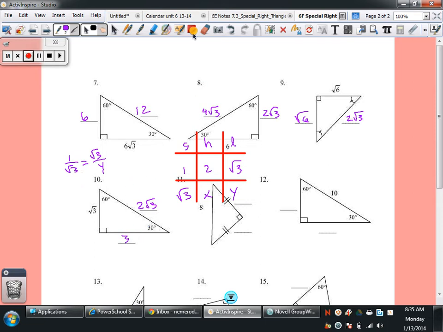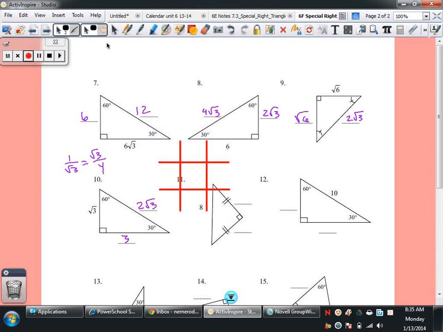So that's it. Easy enough. Let's take a look at number 11. Number 11 again is marked isosceles. So if it's marked isosceles, then I know it's a 45, 45, 90 triangle. This is leg, hypotenuse, 1, 1, square root of 2. The hypotenuse is 8, so we're looking for whatever the leg is.